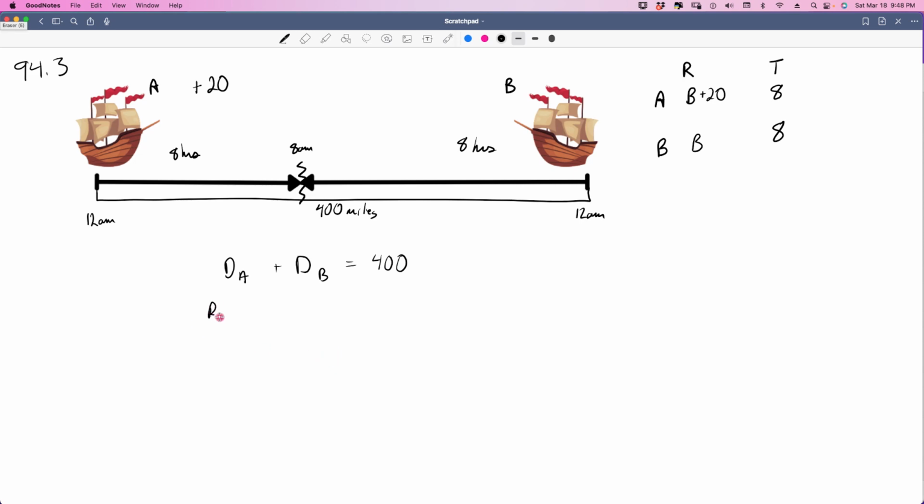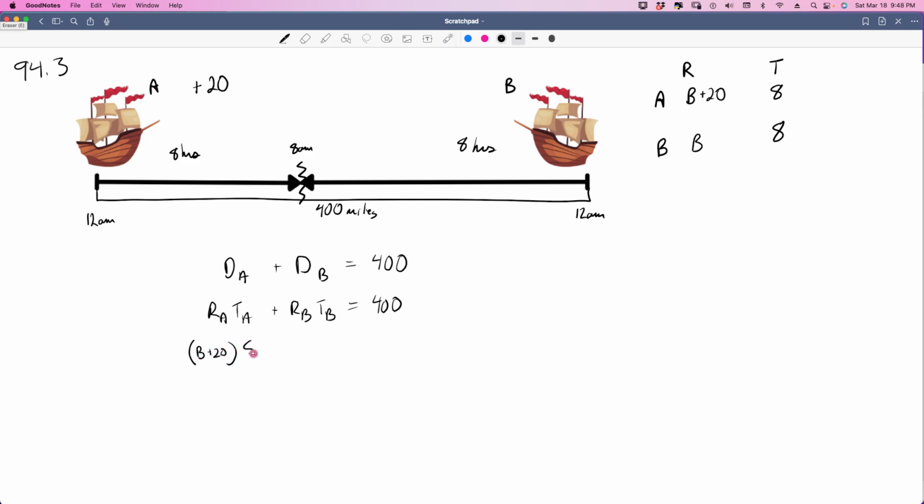Now we know that the rate of A times the time of A plus the rate of B times the time of B is equal to 400 miles, because rate times time equals distance, as we've been talking about. So now let's look at what we can drop in as our values. We don't know the rate of A. We just know that the rate of A is B plus 20. He's 20 miles per hour faster. So that's what we're going to put in: B plus 20 for the rate of A.